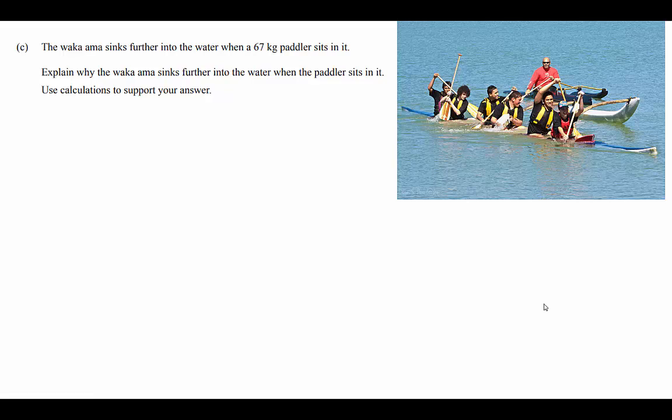Okay, so part C, the Walker armour sinks further into the water when a 67 kilogram paddler sits in it, and the only pictures I could find for free use were these ones, so apologies if they don't quite fit what's going on. Explain why the Walker armour sinks further into the water when the paddler sits in it. Use calculations to support your answer. So we've been given the mass of the paddler, so we'll be able to work out a new weight force and a new pressure based on that as part of our answer.